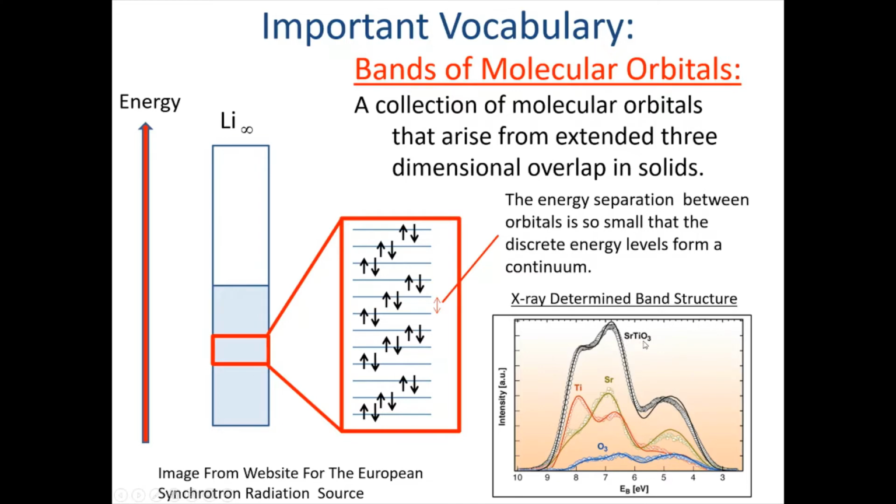And you can see that we can even assign some of these electrons to different parts of the compound. So this one is strontium titanate, and we can say, well, okay, here are the electrons from the titanium, here are the electrons from the strontium, and here are the electrons from the oxygen. This data was actually collected when I was in graduate school from one of the synchrotron radiation sources.